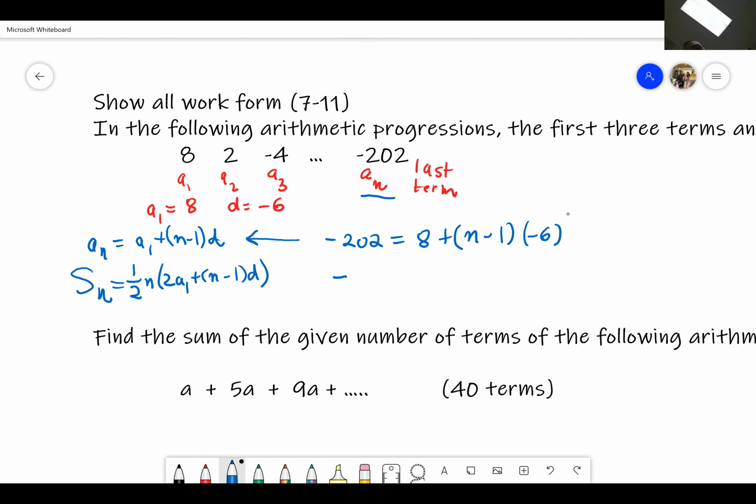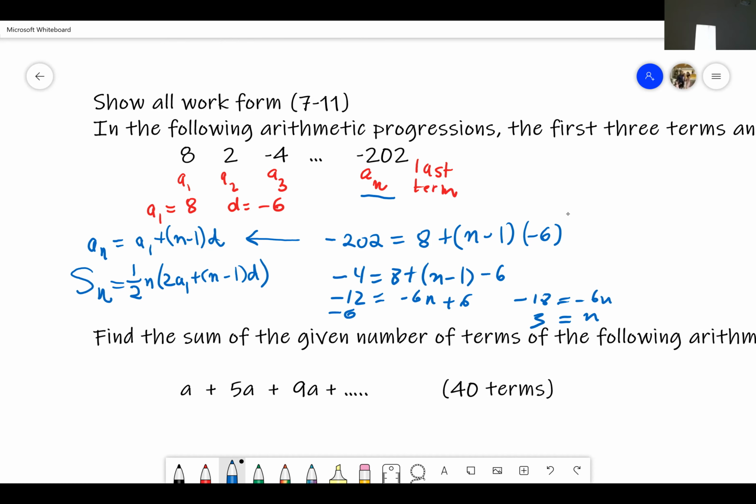If I put -4 in here and I solve for n, let me try to solve it. I subtract that, that's -12. This is -6n plus 6. And when you subtract the 6 over, you get -18 equals -6n. And when you divide both sides, you get n equals 3. You see, it works. Of course, because it's the third term.